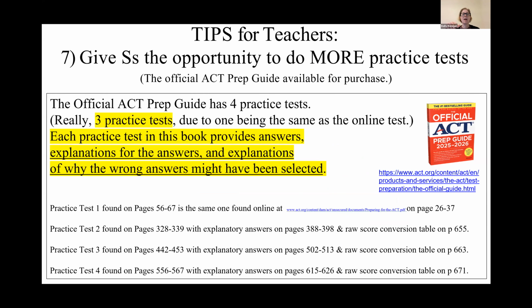I like this book because it does give problems, but it also gives answers as well as explanations for those answers, and explanations of why the wrong answers might have been selected. And I think that's really important to talk about. So that's, I think, a great tool. It does cost. This is the only thing that I'm showing you that does have a price tag on it. I think I got it from Amazon for like $32.